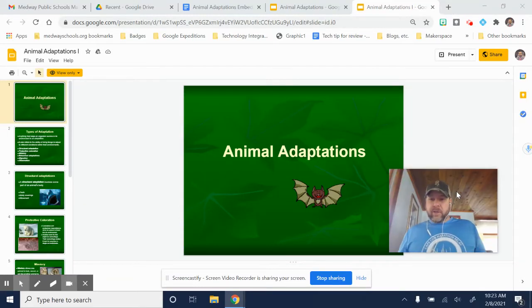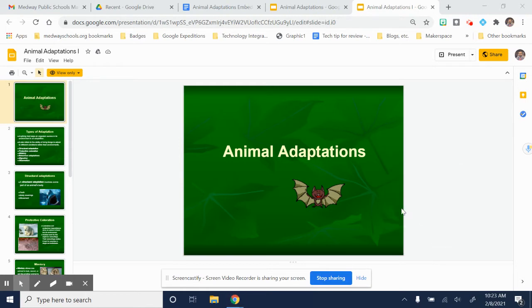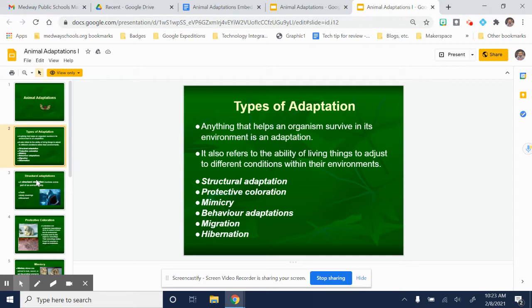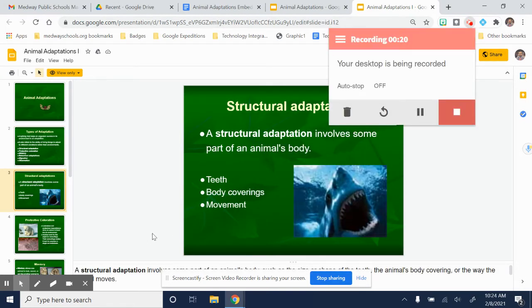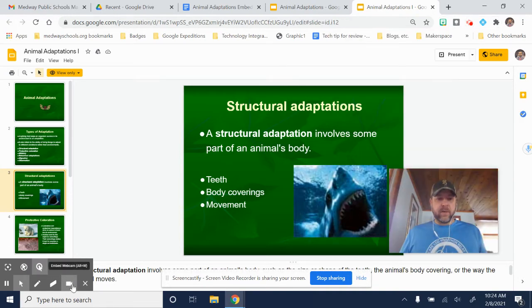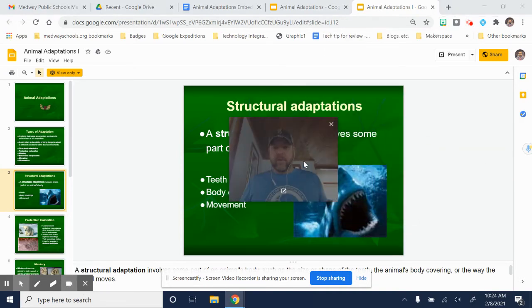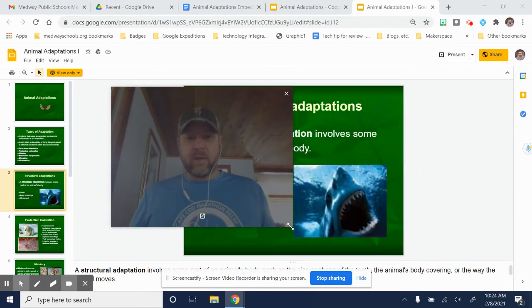So here I am talking about animal adaptations. You can be giving just a straight lecture where you could just be talking over slides. You can pull up your webcam, which is down here, and this could be resized to anything you want.